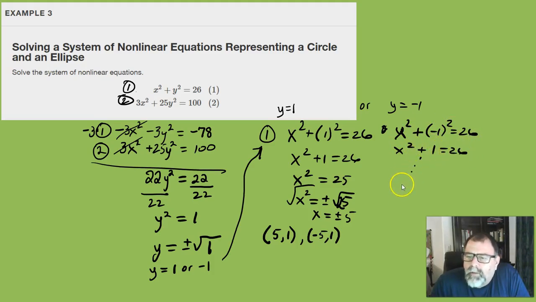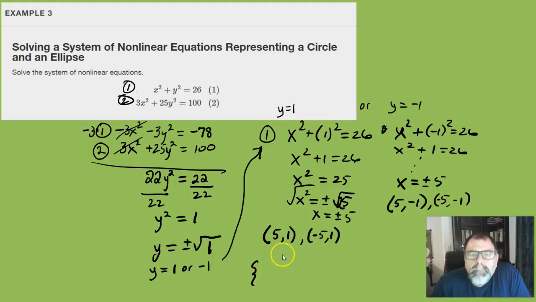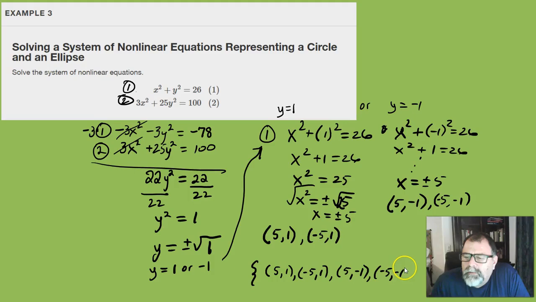Okay, so I'm not going to show all the work. I'm just going to jump to x is plus or minus 5. So we get 5, negative 1, and 5, or negative 5, negative 1. So our solution set's going to have 4 points. We get 5, 1, negative 5, 1, 5, negative 1, and negative 5, negative 1.